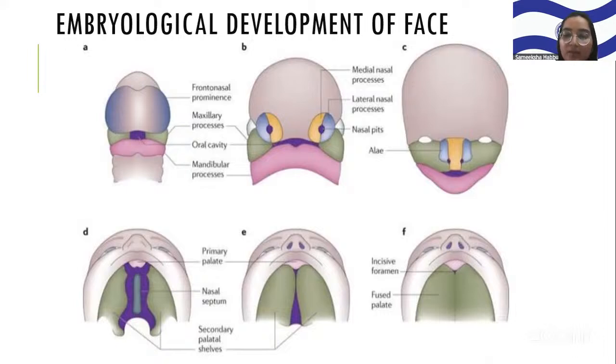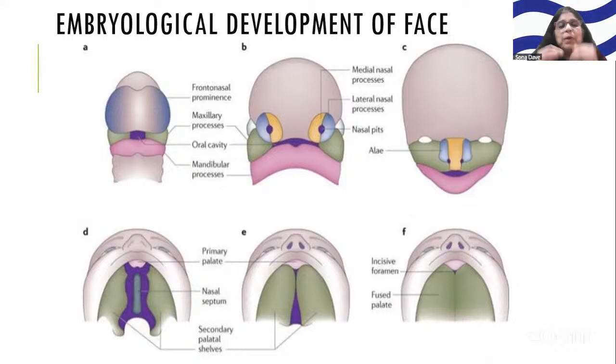These two palatal processes, as shown in the diagram, fuse in the midline from anterior to posterior, and the free end of the septum fuses with the medial end of the palatal process, ma'am. Development completes by 10 to 12 weeks of gestation.